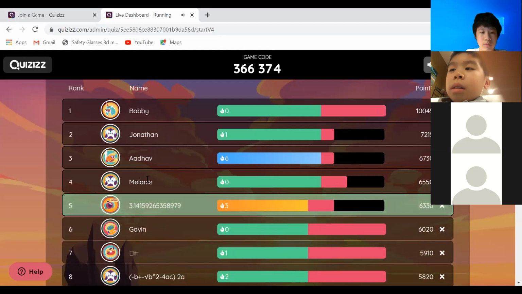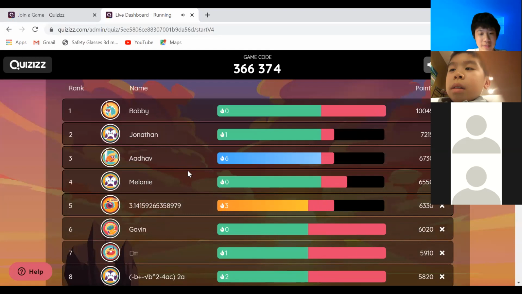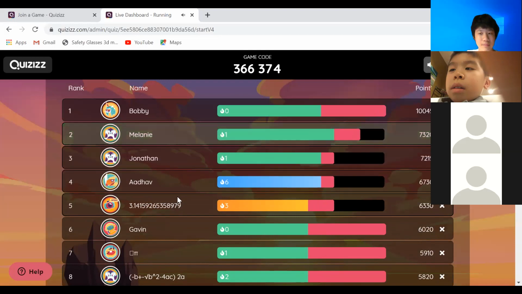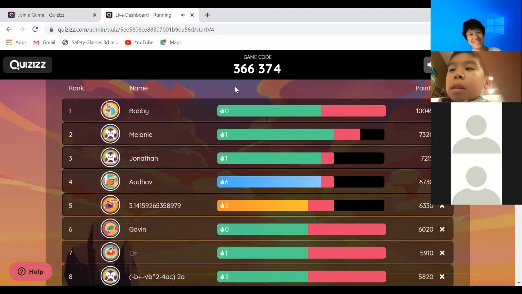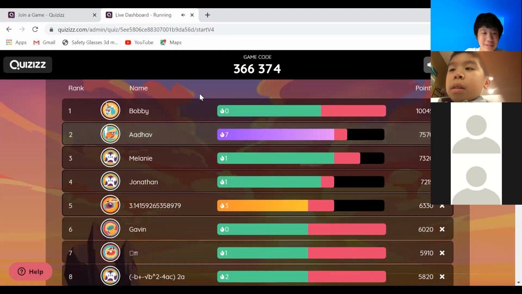I got this question wrong. Alright, 3.14159265358979. Now moved up to fifth place. What percentage of U.S. adults think that chocolate milk comes from brown cows? Yep, kidding. That's not a bad trivia question. True or false? 7% of adults think that chocolate milk comes from brown cows. True. Adolf now in second place. Jonathan, second place.